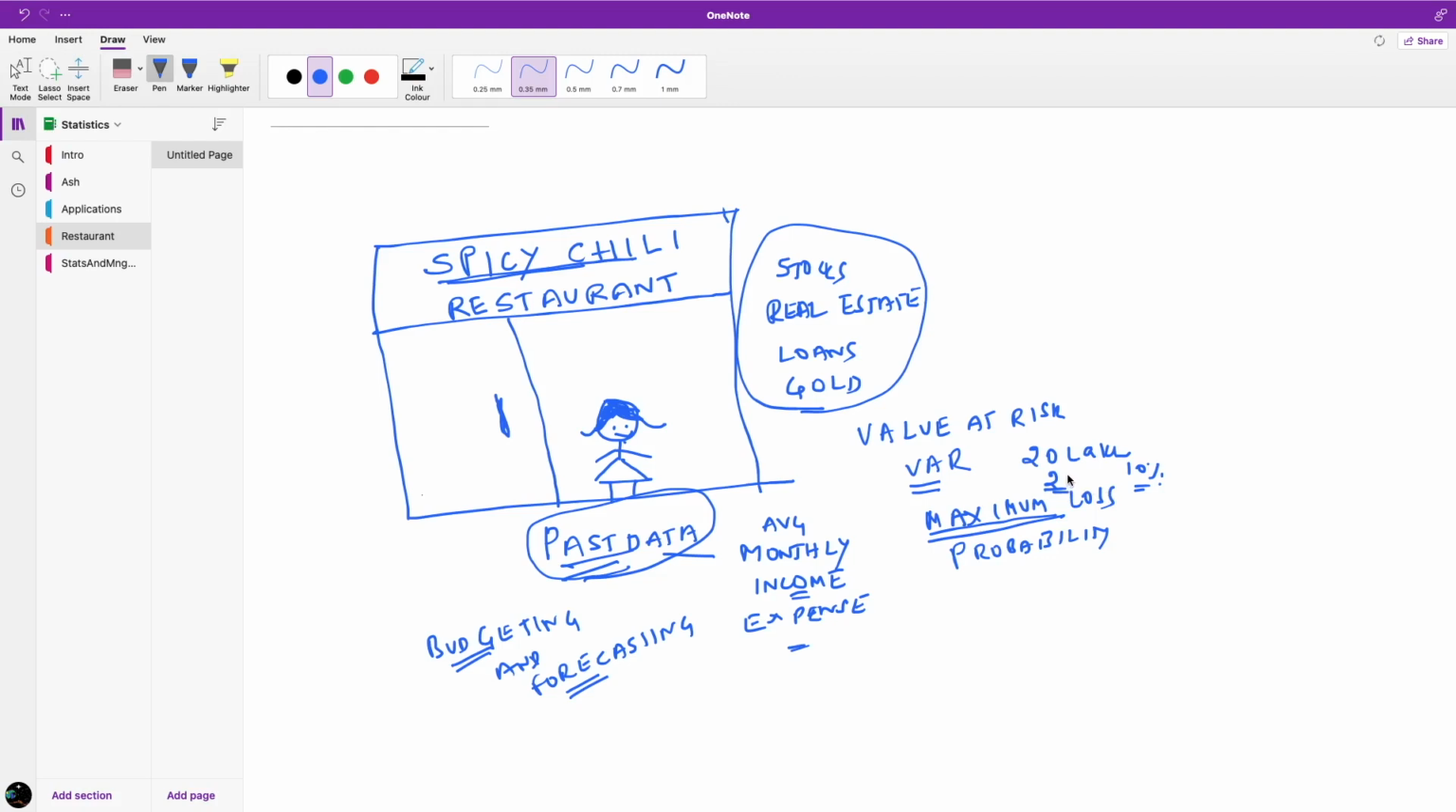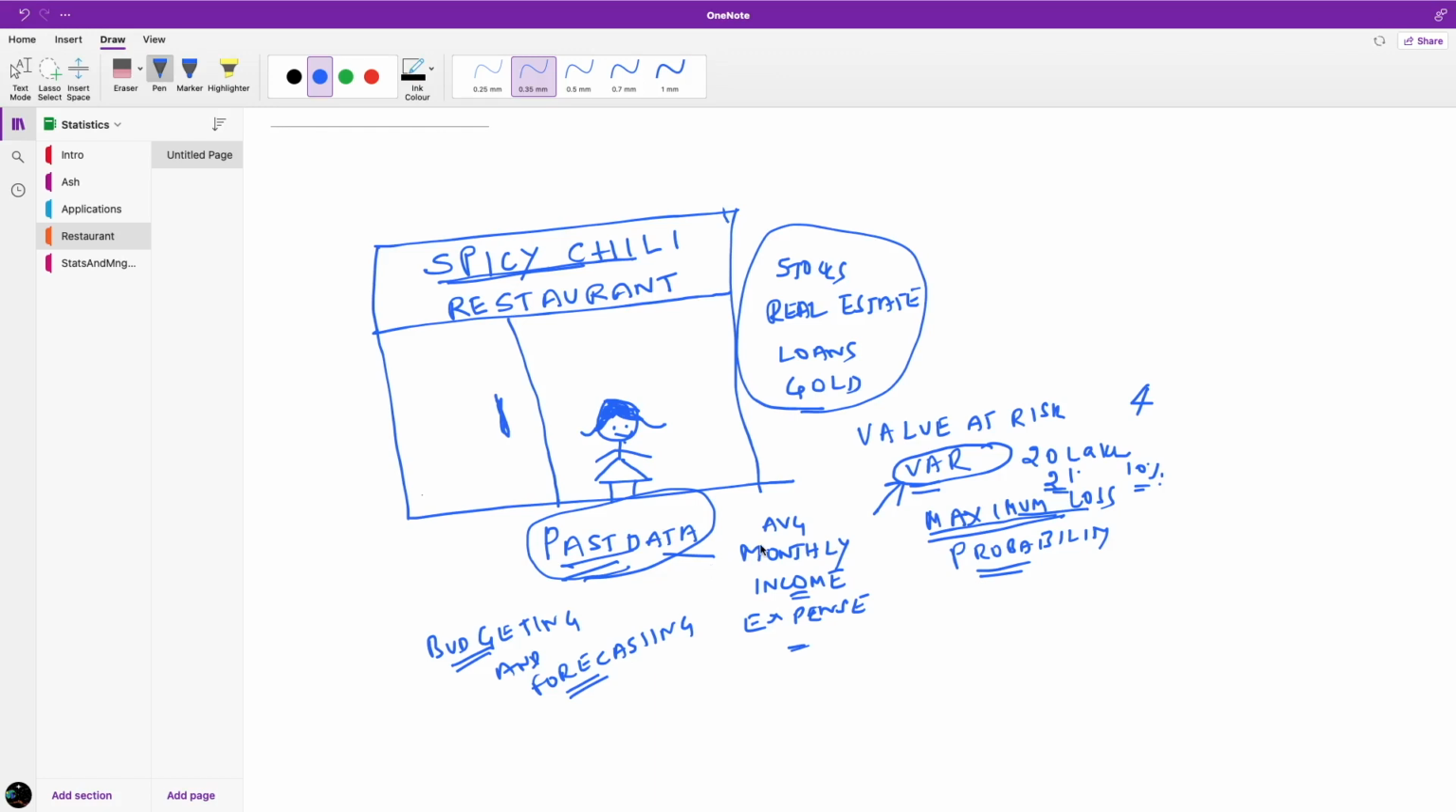For her, if a 2 lakh loss is not a big deal, but the chance is that when she takes this risk she will make 4 lakhs, then she will be able to make a good decision. So value at risk gives a clear picture of what the maximum loss is and what the probability is that the loss will occur. This is part of statistics doing risk assessment. So Ash will be able to make a better decision based on value at risk.